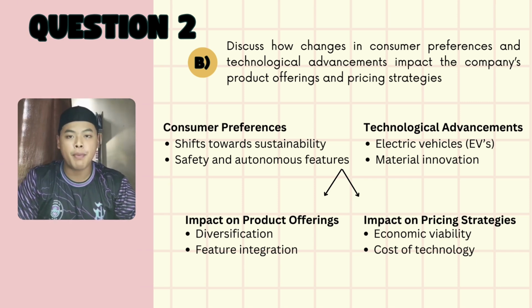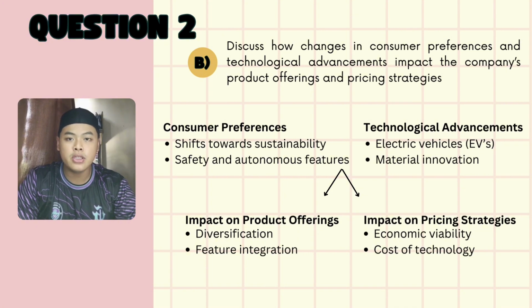Hence, what is the impact on product offerings and pricing strategies? So, impact on product offerings. For the first one is diversification. Proton might expand its product range to include more electric or hybrid vehicles alongside traditional internal combustion engine models.